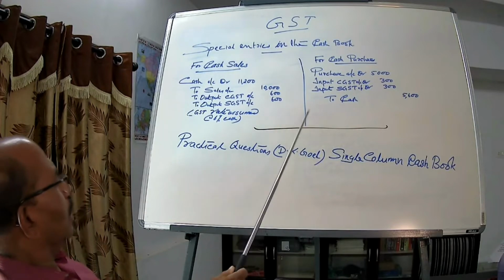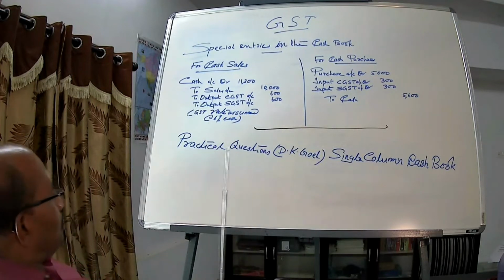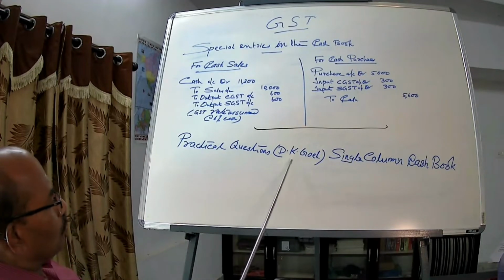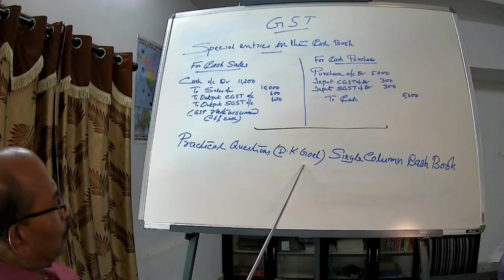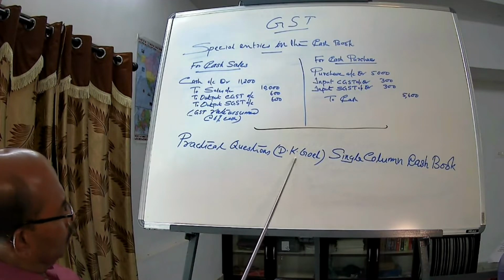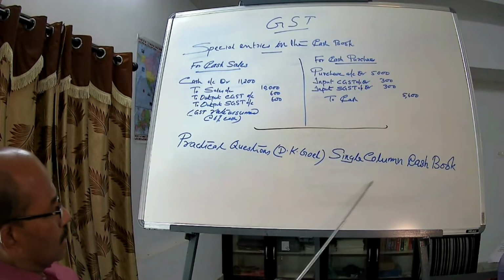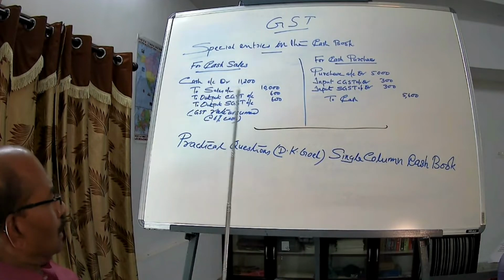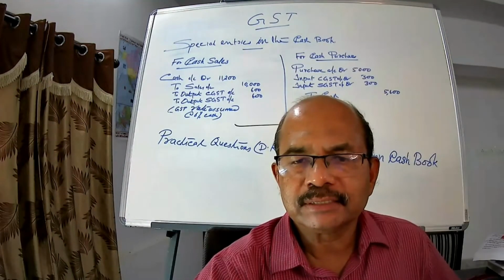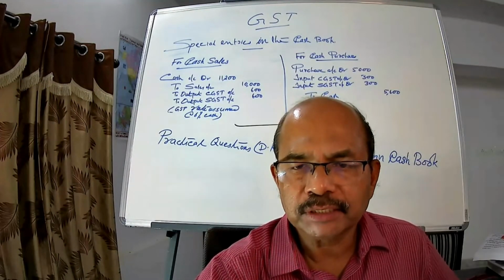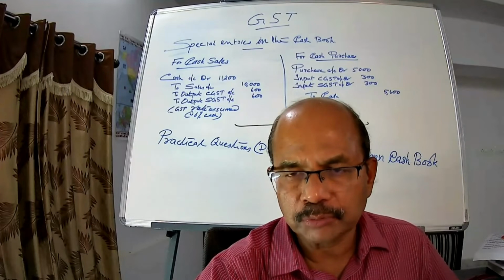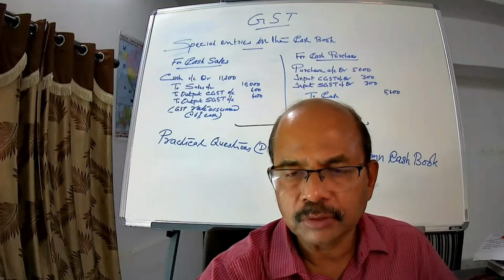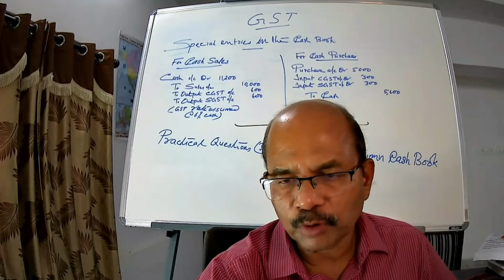Okay. Now let us take up the practical questions. I repeat, the practical questions from the author D.K. Goel. Okay, a very standard textbook, single column cash book. Well students, there are 5 questions on single column cash book by Sri D.K. Goel in his textbook. Let us work out one by one.